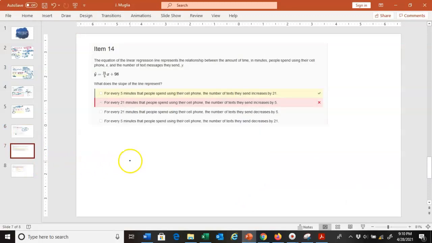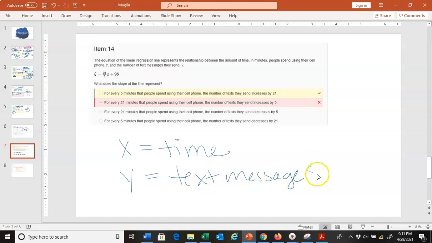Item 14: the equation of the linear regression line represents the relationship between the amount of time in minutes people spend using their cell phone, so x is time, and the number of text messages they send, that's y. What does the slope of the line represent? Remember, slope is the number in front of the x. So our slope is 21 over 5.